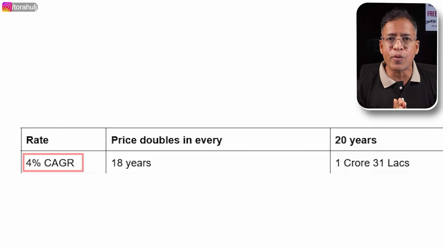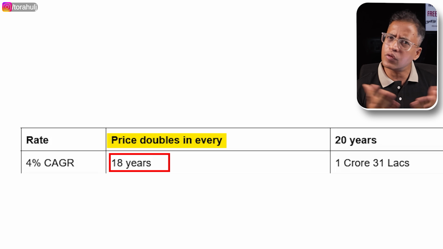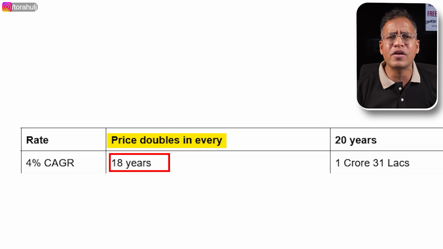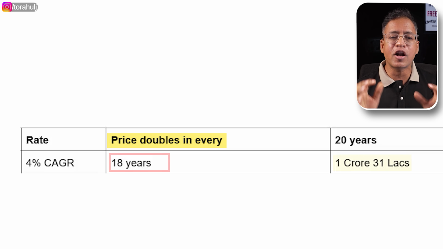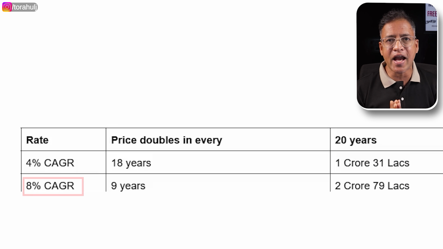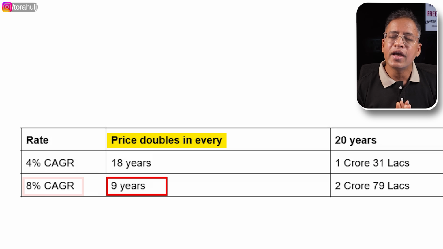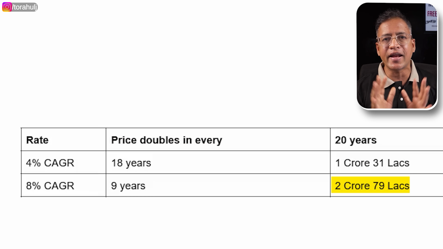I've considered 4 base scenarios. Number 1 is 4% CAGR basis appreciation in your property, meaning that every 18 years, your land price is double. Okay, very, very low return, abysmal return here. Your plot is going to be worth around 1 crore 31 lakhs after 20 years. Okay. Second scenario, 8% CAGR basis. Every 9 years, your property price is double almost. Okay. It comes out to be around 2 crore 79 lakh rupees.